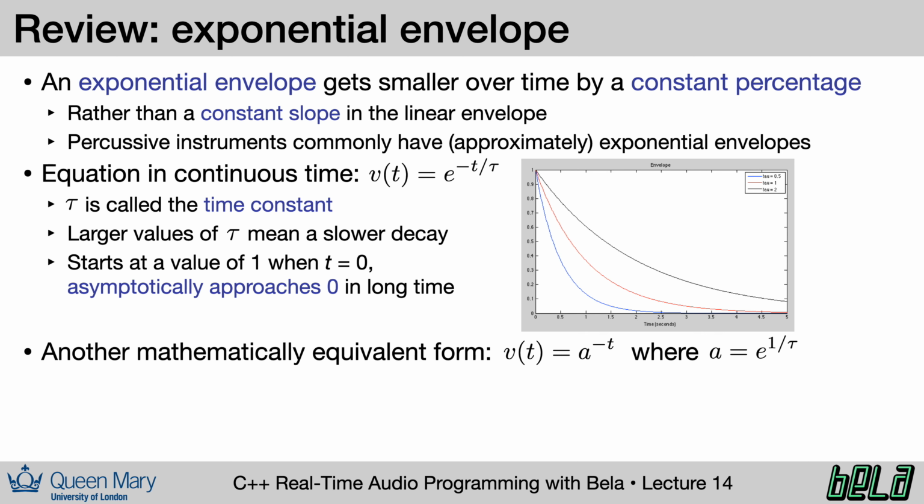To implement an exponential envelope in continuous time, we would use a function like e to the minus t over tau, where tau is defined to be our time constant. The larger the value of tau, the slower the decay. And notice that as t gets larger, the value gets asymptotically smaller, but never precisely reaches zero. Another mathematically equivalent form of the exponential envelope is a to the minus t, where the value of a can be calculated as e to the 1 over tau.